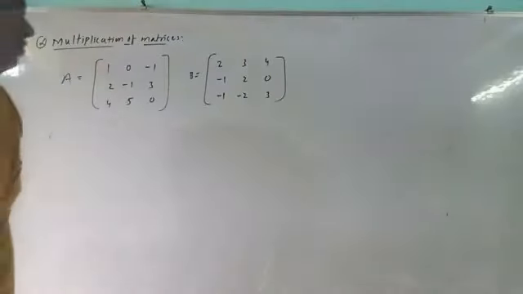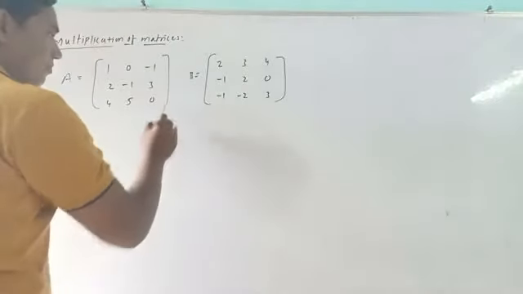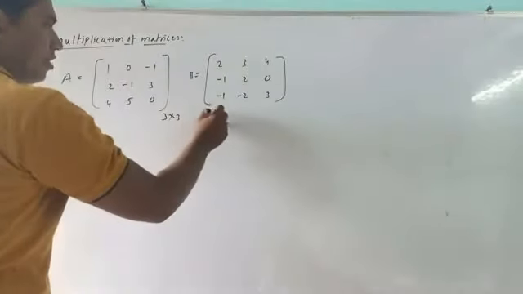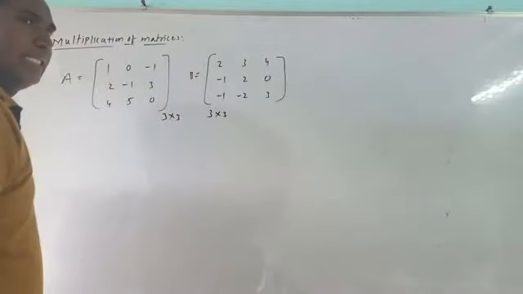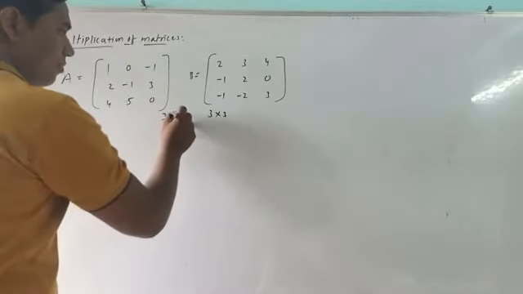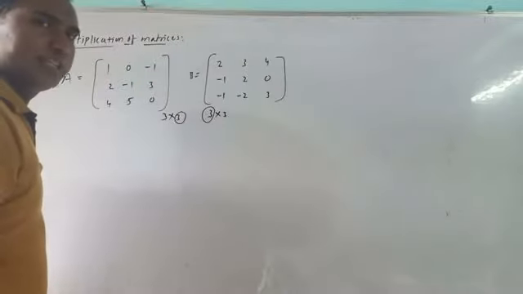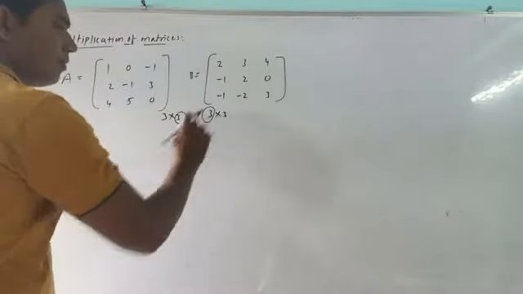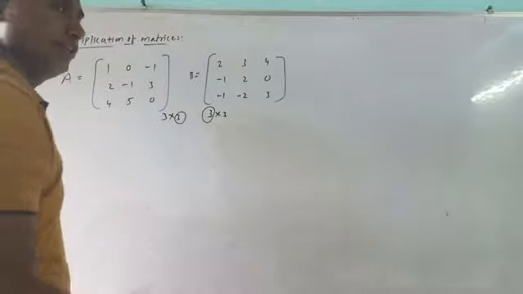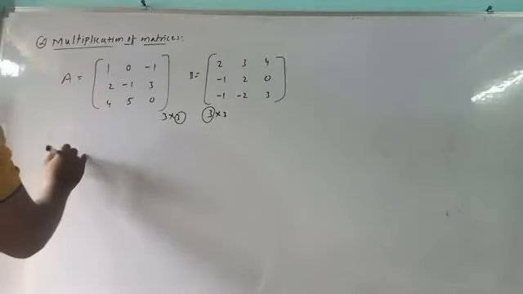Now observe the 3 steps. First step, order of the matrix 3 by 3, order of the matrix 3 by 3. Second step, number of columns in the first matrix is equal to number of rows in the second matrix. Third step, after multiplication, order of the matrix is 3 by 3. It's finished. Now multiply A dot B.